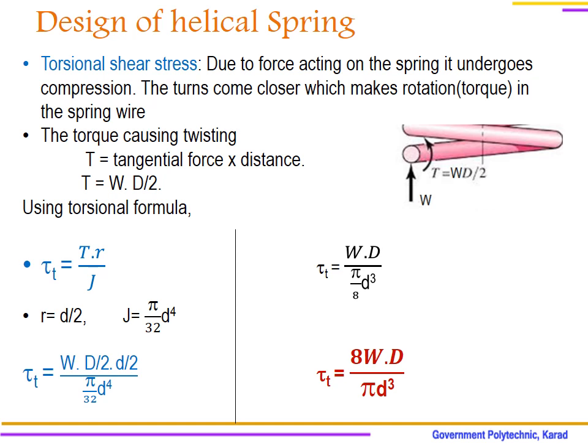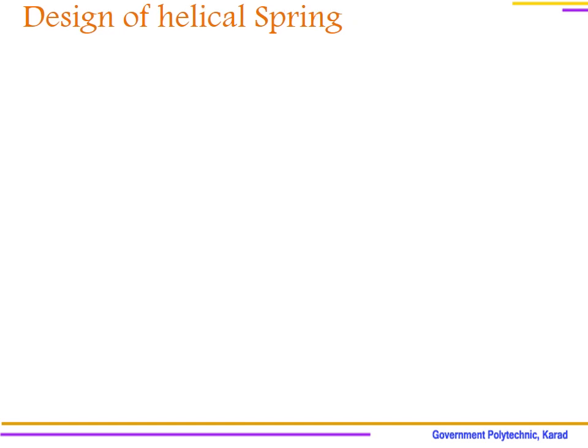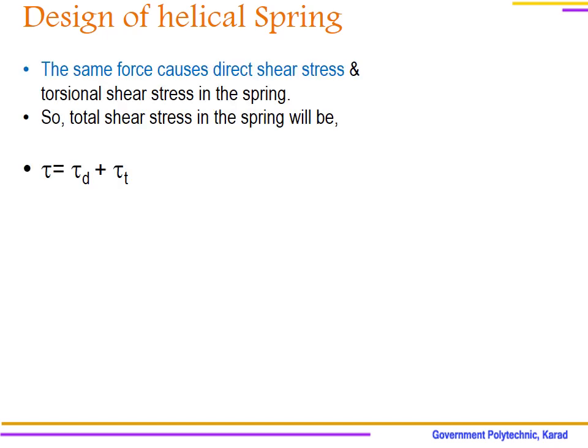So this is the torsional shear stress induced due to the force acting on the spring, where W is the load which causes deflection, capital D is the mean coil diameter, whereas small d is the wire diameter. So torsional shear stress along with direct shear stress occurs in the spring. Both are shear, having the same nature. So what will we be doing? We will be directly adding these two stresses.